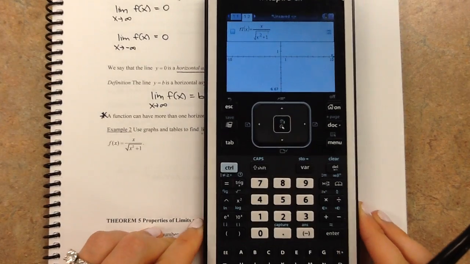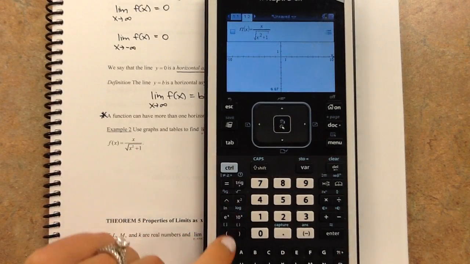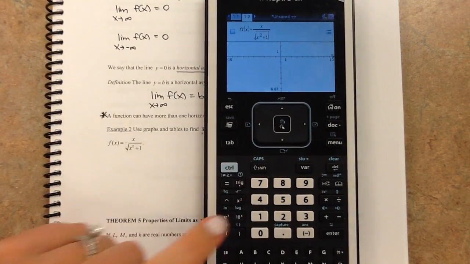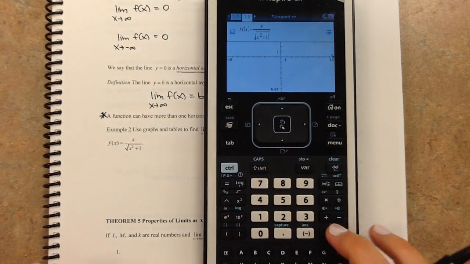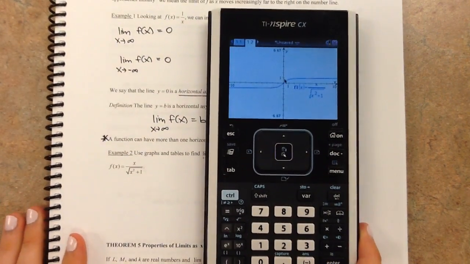Okay, here, sorry, I should probably have my keypad up. So the square root is right here. The squared button is also right there. You should have to hit control to get the square root. So hit enter, and my graph looks something like this.